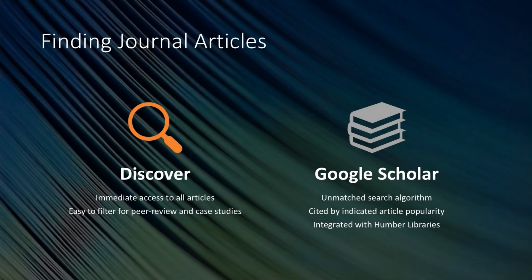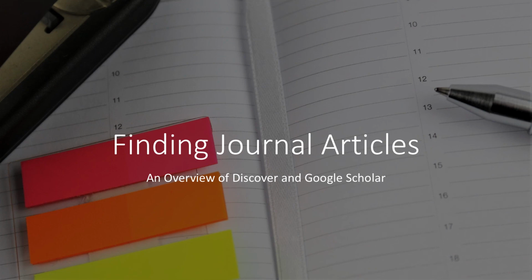Okay, so in summary, we looked at Discover and we looked at its strengths like immediate access to the articles and how easy it is to filter for things like peer review and case studies. But we also looked at Google Scholar because it's another great place to look that's going to find different results. The Cited By feature is very helpful for knowing how popular articles are, and I showed you how to integrate it with Humber Libraries. That's it for this video on finding journal articles, an overview of Discover and Google Scholar.